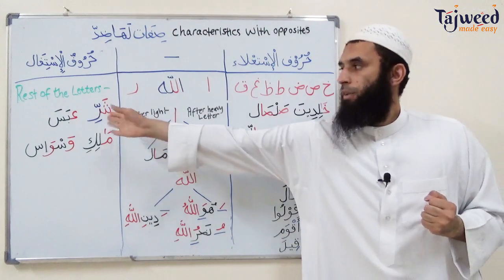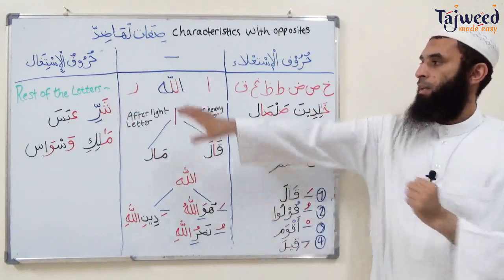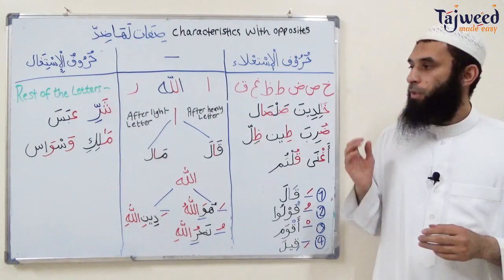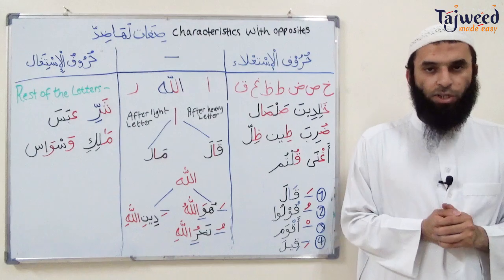So these letters, the rest of the letters. So we have here 7 letters, 3 letters. The rest of the letters are called the huruful istifal. Okay, now we're going to look at the ra and all its situations.